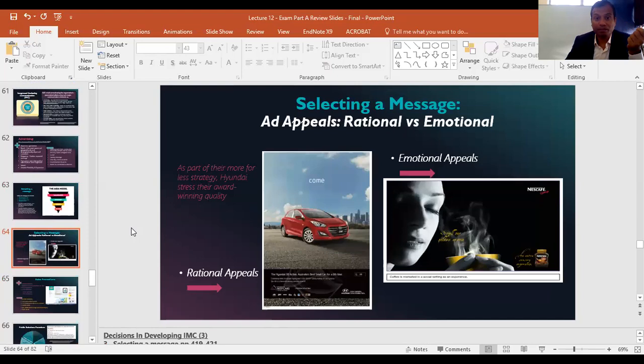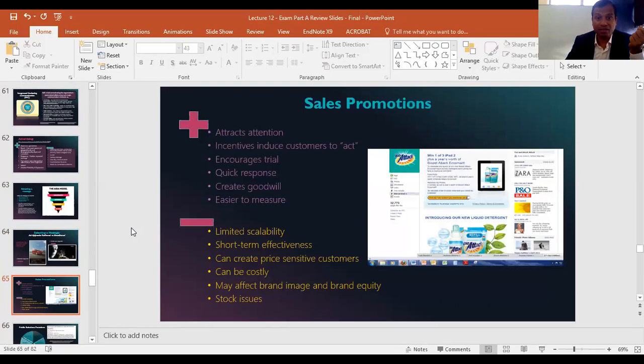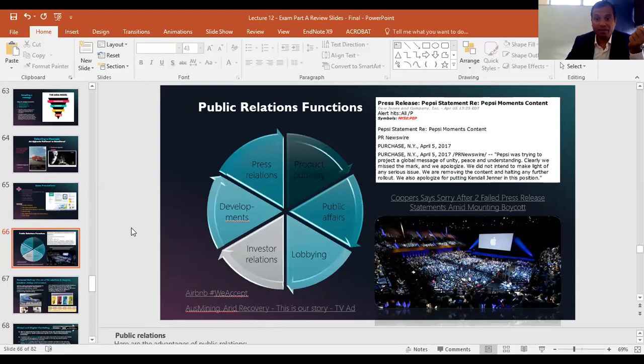Rational versus emotional appeals: we have seen all the five major tools. We had a discussion on that, with lots of companies and specific examples.